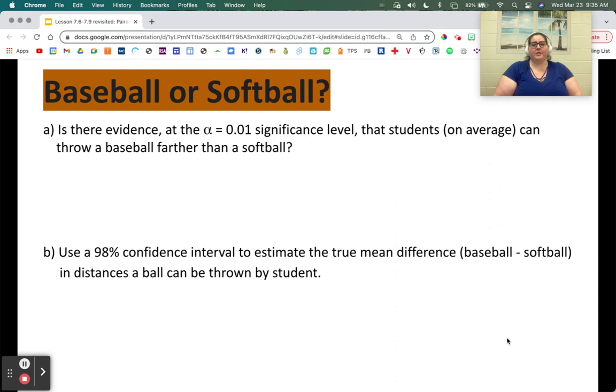So now we're going to get to the questions. So I basically wanted to do this one example for both a hypothesis test and a confidence interval, just to kind of speed up the process. So on part A, it says, is there evidence at the alpha 0.01 significance level that students on average can throw a baseball farther than a softball? So we've already defined our parameter and we've already done our conditions. The only thing that's extra for a hypothesis test would be to write our hypothesis statements.